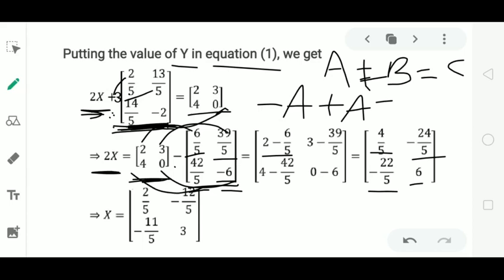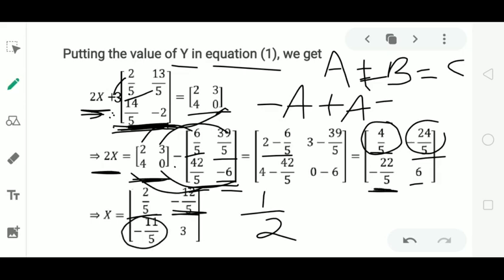This is matrix 2X. Next, to find the matrix X, we multiply 1 by 2 on both sides. This gives us X is equal to 1 by 2 into 4 by 5, that is 2 by 5. 1 by 2 into minus 24 by 5 is minus 12 by 5. 1 by 2 into minus 22 by 5 is minus 11 by 5. 1 by 2 into 6 is 3. This is matrix X. In this way we can find matrices X and Y if the equations of matrices are given.